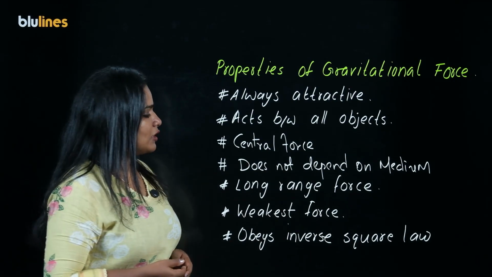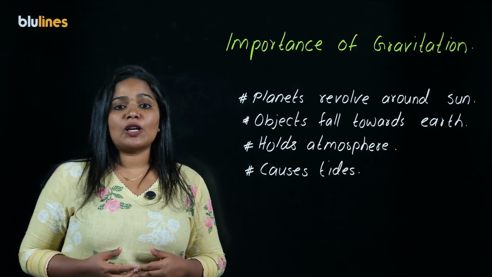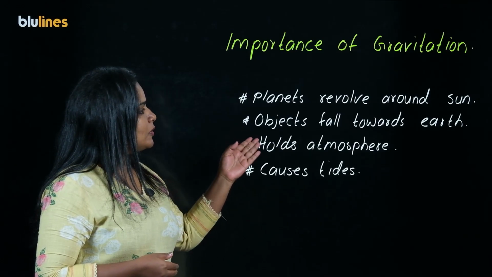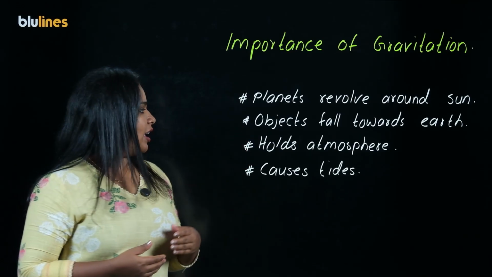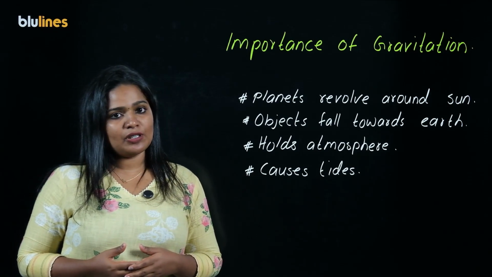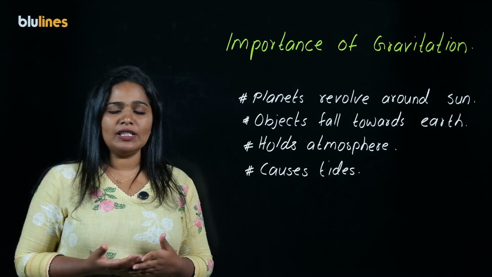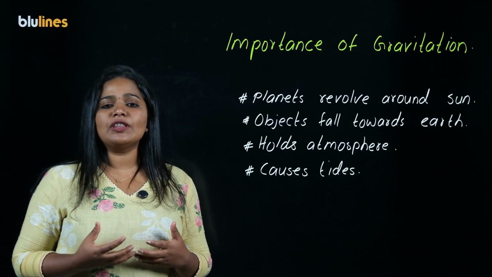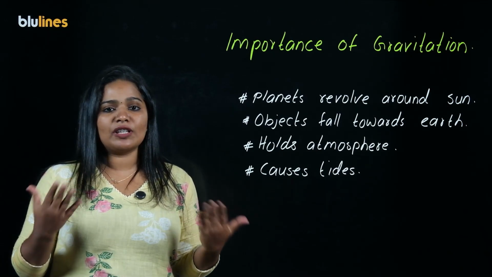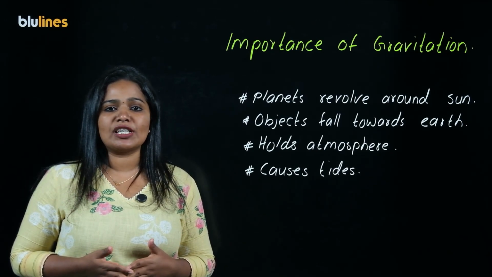And what is the importance of gravitation? Planets revolve around the sun due to the gravitational force of attraction. And objects fall towards the earth, it holds the atmosphere and causes tides. So these are some of the examples that we know. When you observe your surroundings, you can see that everything that we drop falls towards the surface and everything around us is held together to this surface. All these are due to gravitational force.